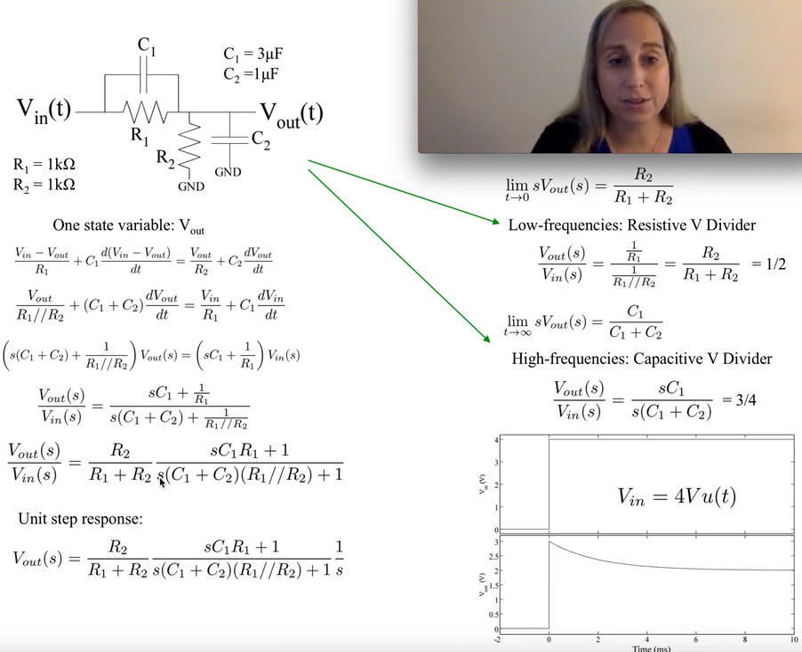Well, as s goes to infinity, what term is left? I've got this c1 over c1 plus c2, r1, parallel combinations, all of this drops out. And what I'm left with is that v out over v in is s c1 over s of c1 plus c2. Well, for the values of c1 that I chose here, 3 microfarads and 1 microfarad, this number is 3/4. You think, wait, that's bigger than a half.